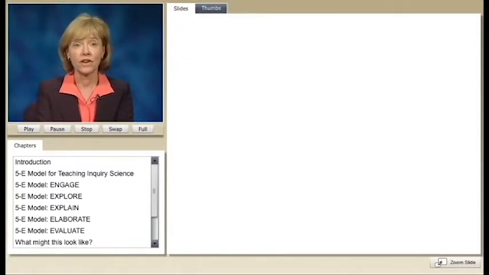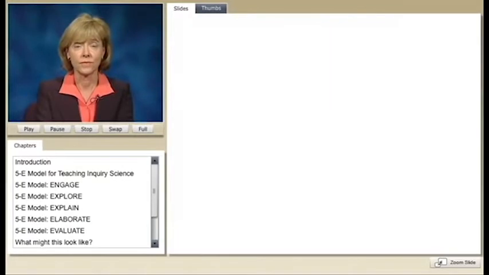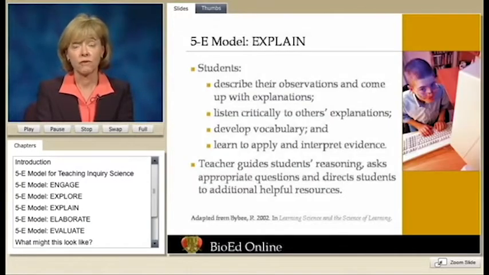The next step in the 5E model is the explore phase. This is where students have one or more real experiences with physical materials. It allows them to do experiments, collect data, make observations, make connections, and ask questions. It's an important phase for creative thinking and skills development, and it's usually carried out by students working in groups. In these situations, the teacher has an opportunity to act as a coach or facilitator while students actually do the investigations.